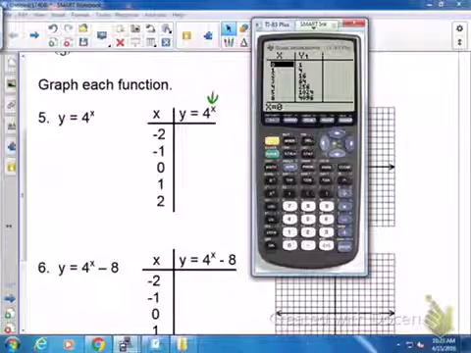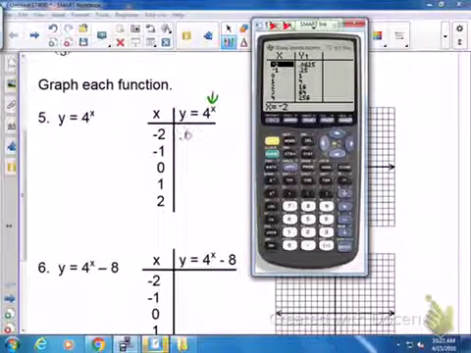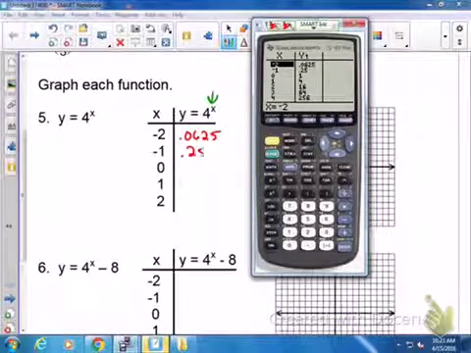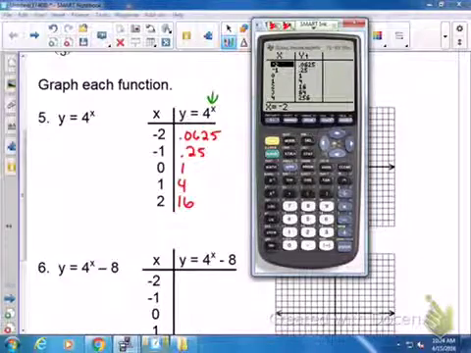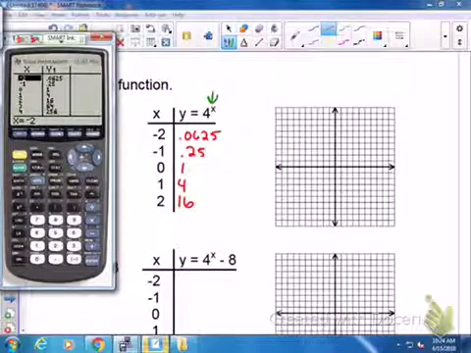Now, I don't want you to round these, just want you to write them out. Looks like at negative 2, I have 0.0625. At negative 1, I have 0.25. Then I have at 0, 1, then 4, and then 16. So I want to plot those points. At negative 2, I'm at 0.0625.